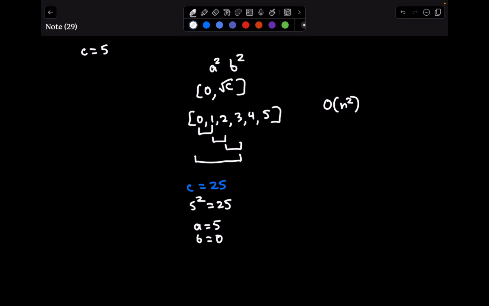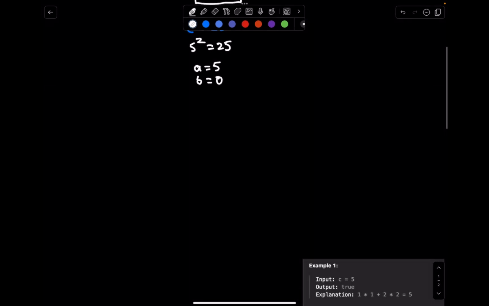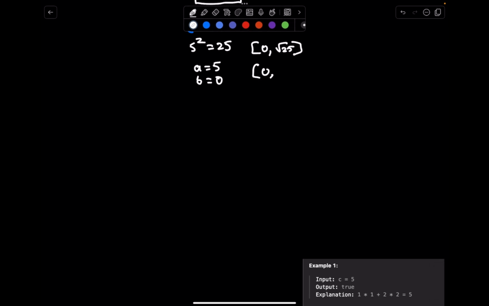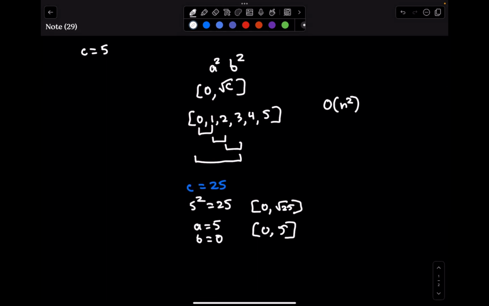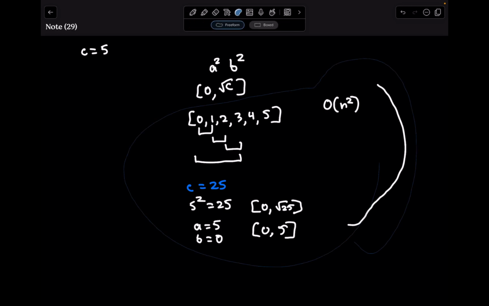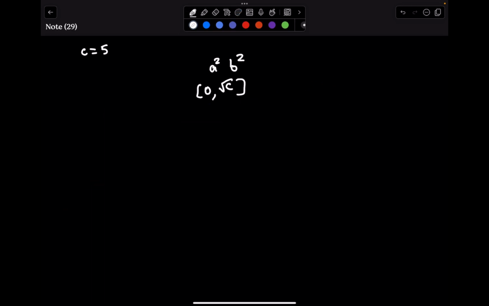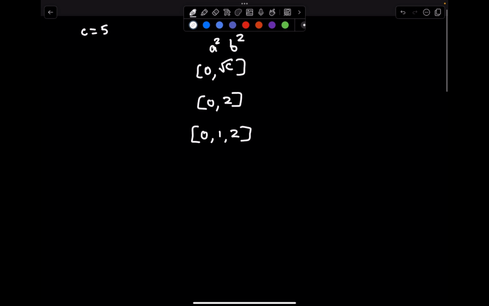So instead of going up to 25, we could go from 0 to the square root of 25, which is 0 to 5. Okay? So in this case, with c being equal to 5, what is the square root of 5? It's going to be 2 point something. So we can just say it's 0 to the value 2. We can round down. So now we only have to deal with 0, 1, and 2. Okay? So this is going to be our new search space.